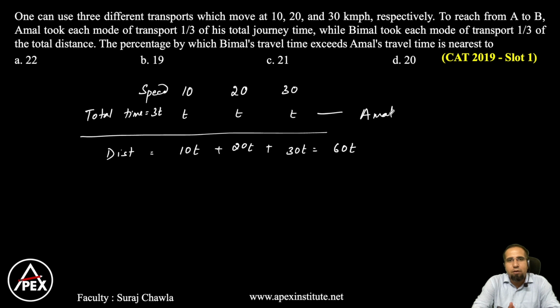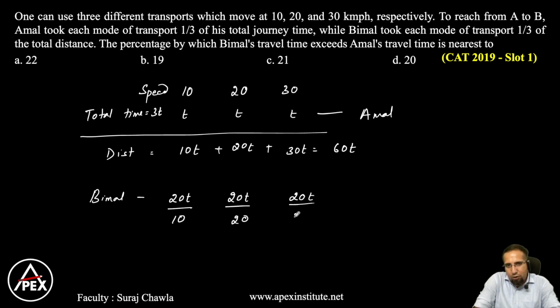Now what is Bimal doing? Now Bimal took each mode of transport for 1/3 of the total distance. That means Bimal is traveling 20t at a speed of 10 kilometers an hour, another 20t at a speed of 20 kilometers an hour, and last 20t at a speed of 30 kilometers an hour.